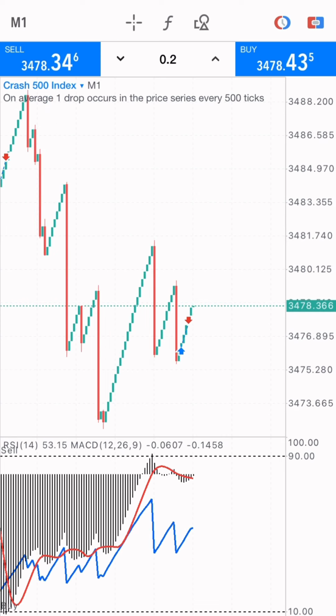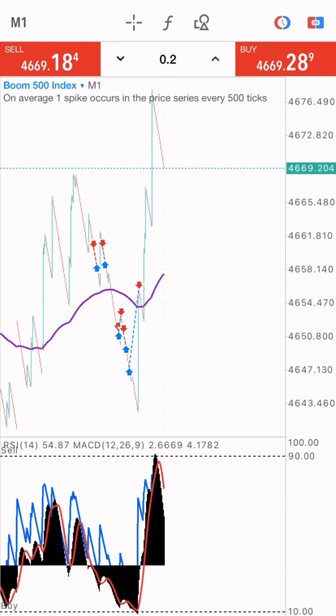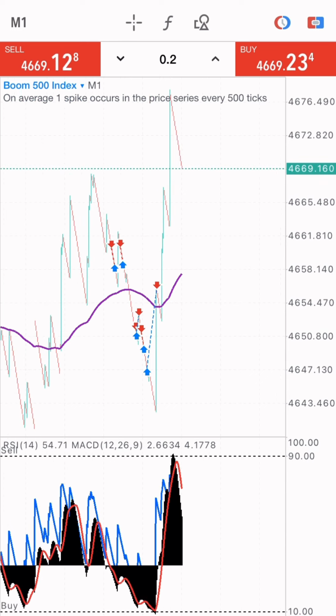Okay, so we have gotten a profit of $2. We also got a profit of $19 and about $3 and $5 from our previous trade. So let's check on the Boom 500 index and see how our price is doing right here. Now if I had used a bigger lot size, I would have made a lot of profits from this market, but I'm using a lot size of 0.2, so this is a very small lot size.